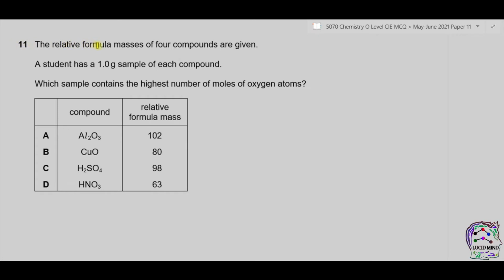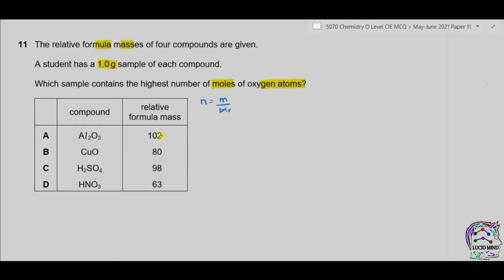Question 11. The relative formula masses of 4 compounds are given. A student has a 1 gram sample of each compound. Which sample contains the highest number of moles of oxygen atoms? Mass in grams is given. Now we can find the number of moles of each compound using the formula: number of moles is equal to mass in grams divided by molecular mass. Molecular mass is given.